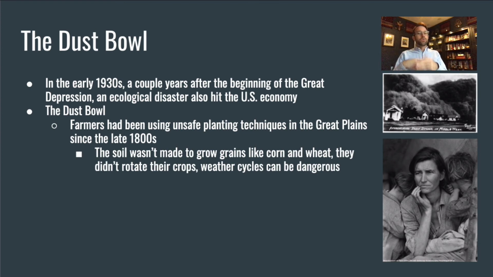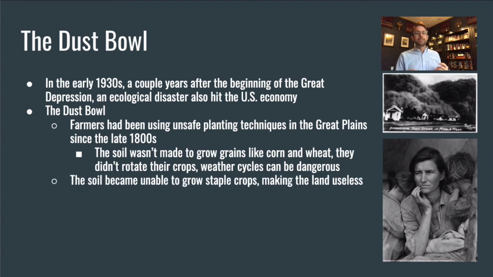The farmers didn't rotate their crops in order to make sure the soil wasn't stressed. And there were also weather cycles in those areas, like tornadoes and all that stuff, that would really mess with how crops were grown. So there was an era of drought, so not enough water to grow the crops, bad weather cycles, bad farming practices. So what we get in the early 1930s is the soil in the middle of America could no longer grow the crops, and it essentially made the land useless.